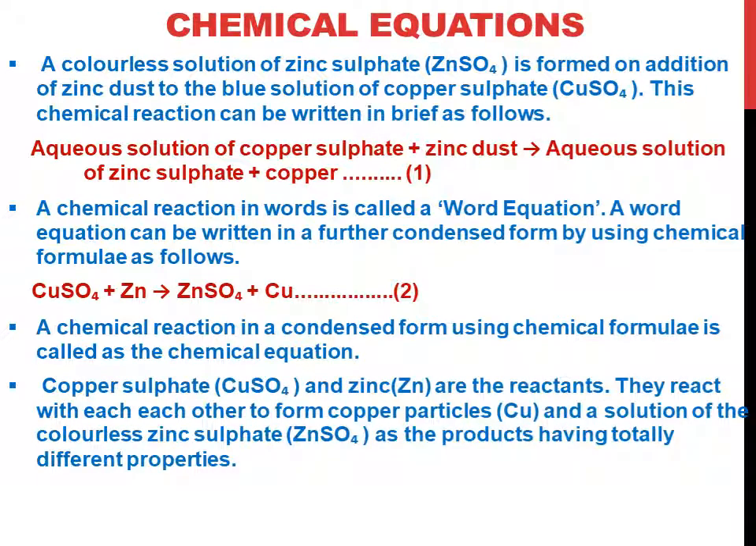Copper sulfate, CuSO4, and zinc are the reactants. They react with each other to form copper particles and a solution of colorless zinc sulfate as products having totally different properties. The ionic bond in copper sulfate breaks and the ionic bond in the product ZnSO4 is formed during this reaction.